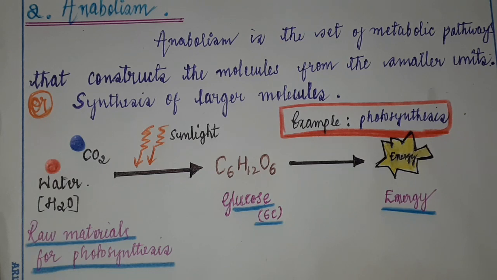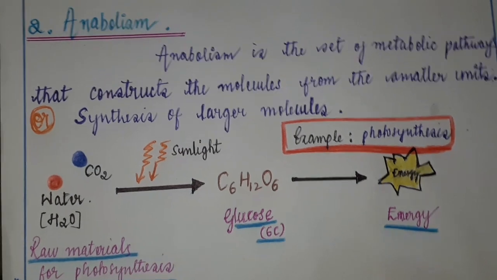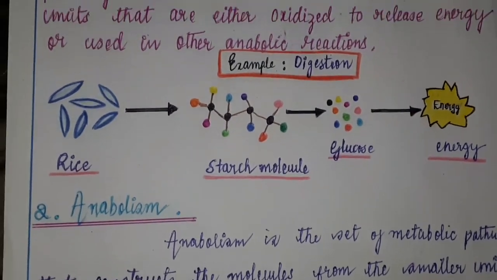This glucose molecule will again reach each and every cell of the plant body so that it can reach the mitochondria. In mitochondria, this glucose will oxidize to release energy, right? So this is all about anabolism. I hope you understood what catabolism and anabolism are.